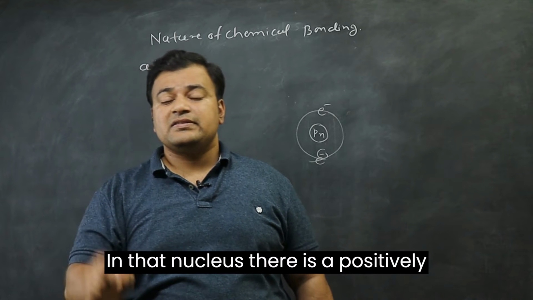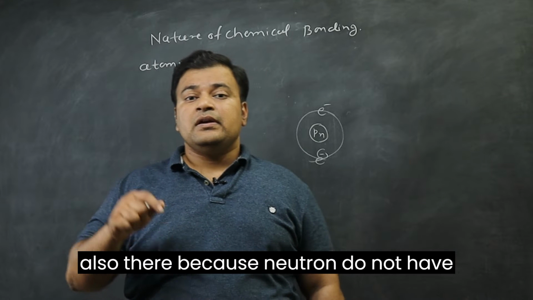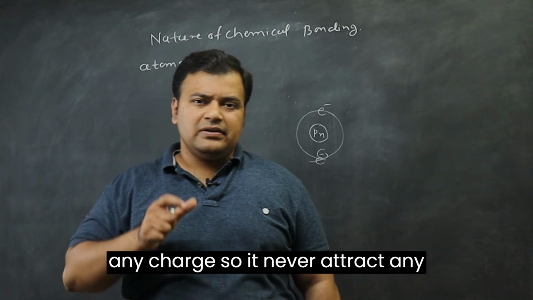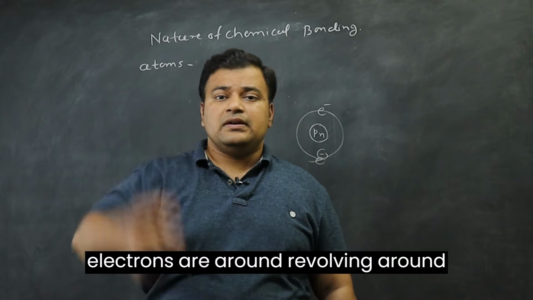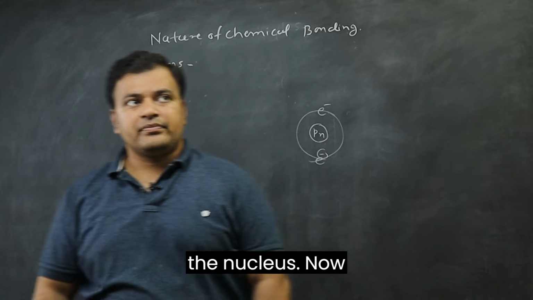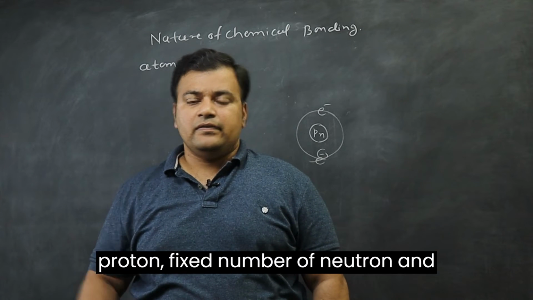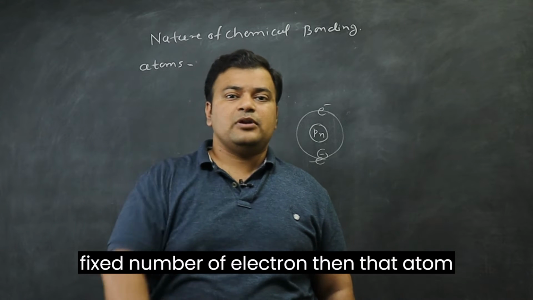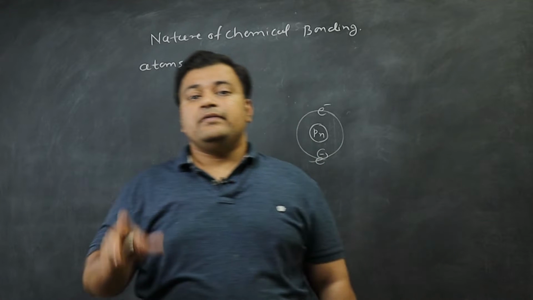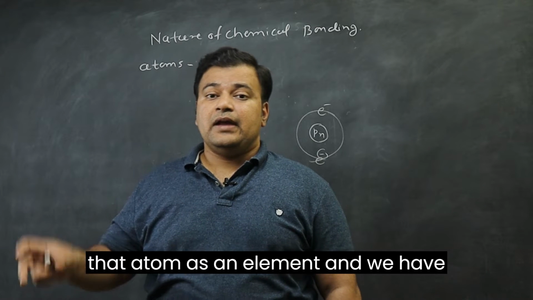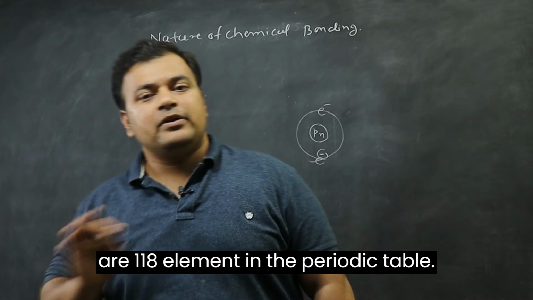Okay. So again basically at center there is nucleus. In that nucleus there is a positively charged proton, and neutrons are also there, because neutron doesn't have any charge, so it never attracts any electron or proton, and electrons are revolving around the nucleus. Now if we have a fixed number of proton, neutron and electron, then that atom is defined. Then we define that atom as an element, and we have different elements. So there are 118 elements in the periodic table.